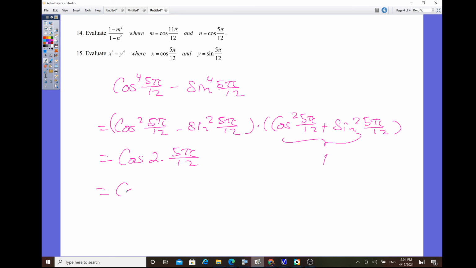So this one is just cosine of 2 times 5 pi over 12, which is 5 pi over 6. So quadrant 2, 5 pi over 6, so cosine of 30 degrees in quadrant 2, which is what? Negative root 3 over 2. Okay, and that's it.